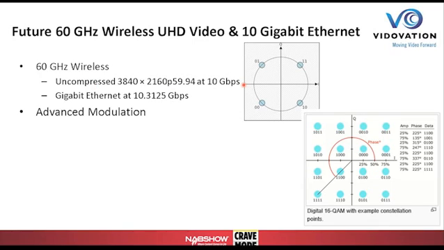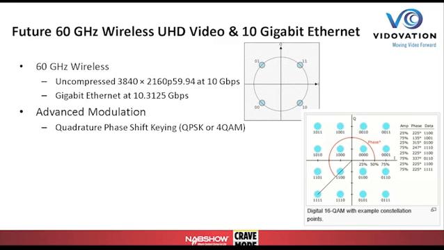So whether it's uncompressed 4K video or gigabit Ethernet or 10 gig Ethernet, 10 gig E, we're going to need a fatter pipe. And we can get more through the pipe if we use more sophisticated modulation schemes. And we didn't invent this. It's just that we're applying state-of-the-art technology when it comes to modulation to 60 gigs.